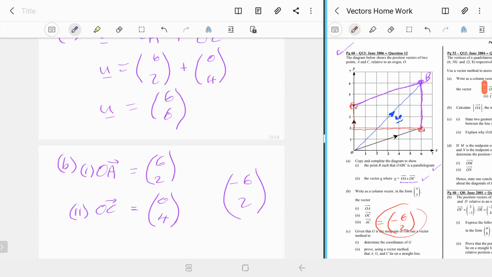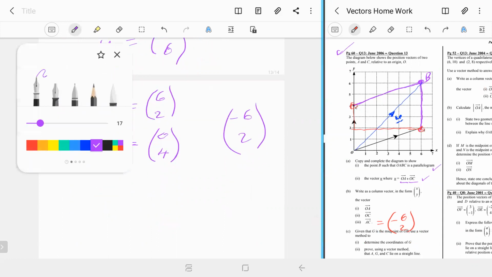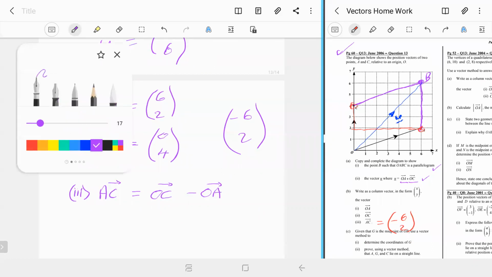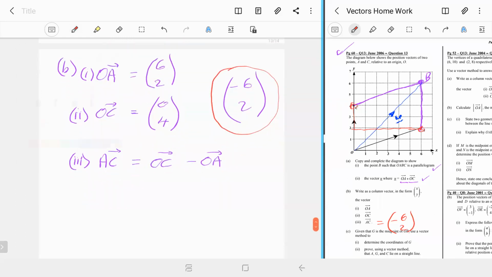But I can also calculate it. Look how I calculate it now. Watch it now. Part 3. AC equals OC minus OA, the last minus the first. Remember, this right here is the answer. I know the answer before I even do it. Alright, use the diagram and get the answer.